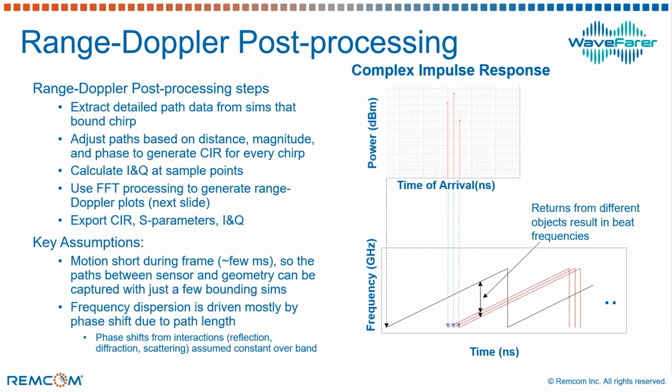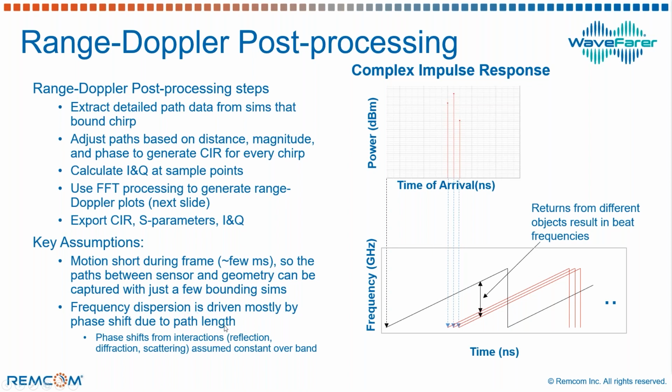So the range-Doppler post-processing extracts detailed path data, adjusts those paths based on distance, magnitude, phase, and of course the frequency of the transmission. It calculates I and Q at a series of sample points, and then it uses fast Fourier transform processing to generate range-Doppler plots. Optionally, you can export the impulse response, the S parameters, and the I and Q data. Some of the key assumptions for this are that the motion during a frame is fairly short, and that's typically true for the scenarios that we'll show. Basically, the start and end of a frame are happening over a few milliseconds, so objects in the scene are not moved very far. The paths are generally the same, but they are shifting, and these are some things that allow us to apply our optimizations.